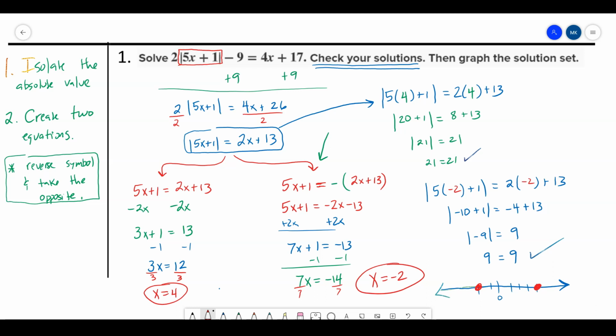So again, our steps here: isolate the absolute value, create two equations, reverse the symbol, take the opposite for that second one, and then basically I'm going to say solve both. Okay, step 4, if there is one, is going to be check answers. And that's the basics of taking any equation that has an absolute value, and that's how you're going to solve it. You're going to follow those steps.